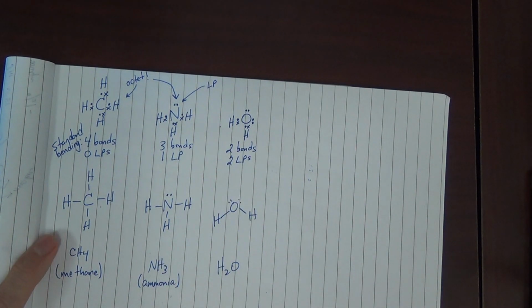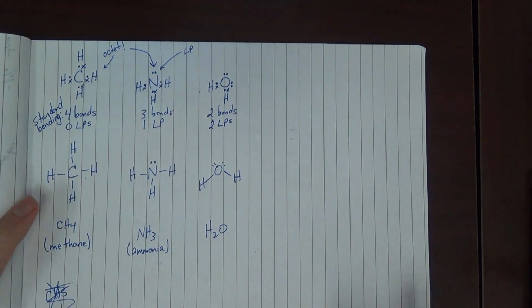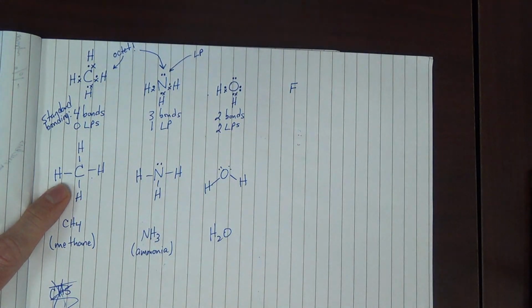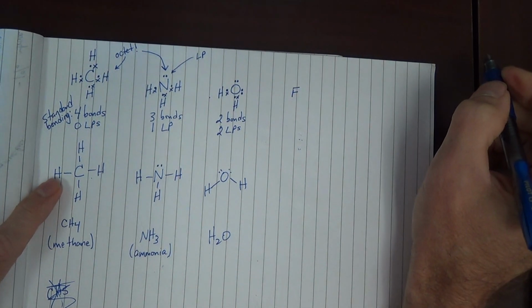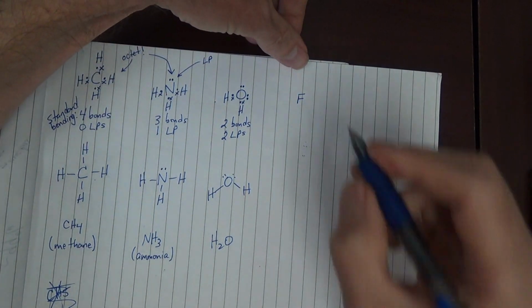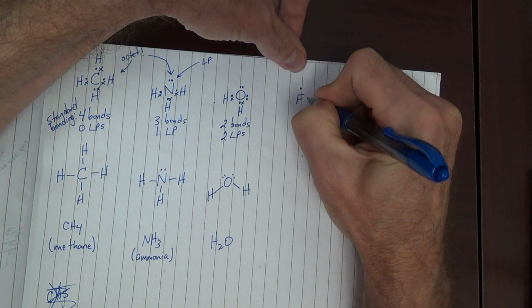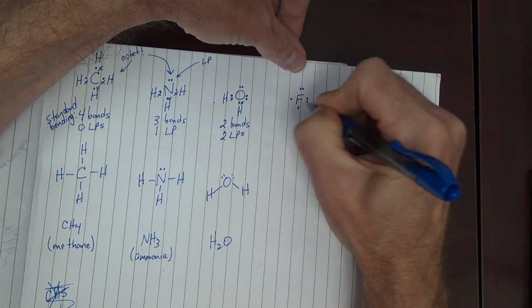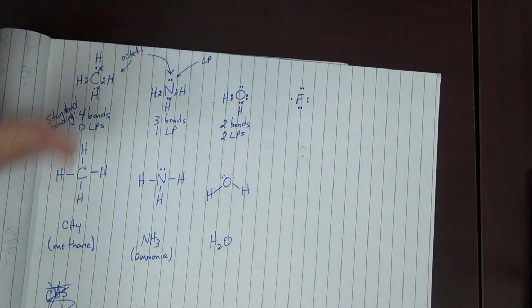What's after oxygen on the periodic table? That would be fluorine. Make sure you know how to spell it. It's often misspelled. 7 valence electrons. It's in group 7. 1, 2, 3, 4, 5, 6, 7.